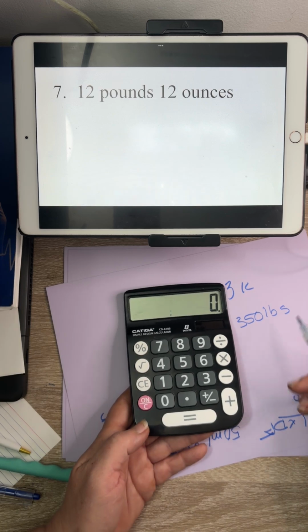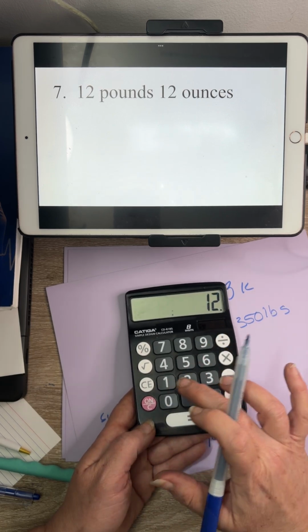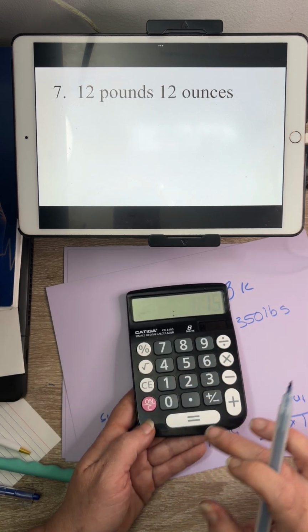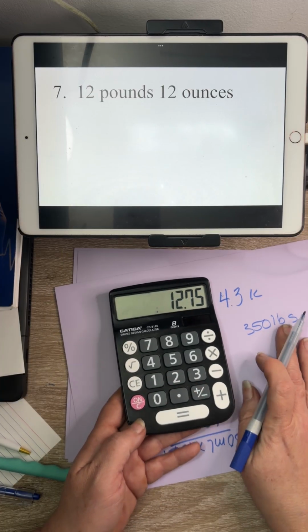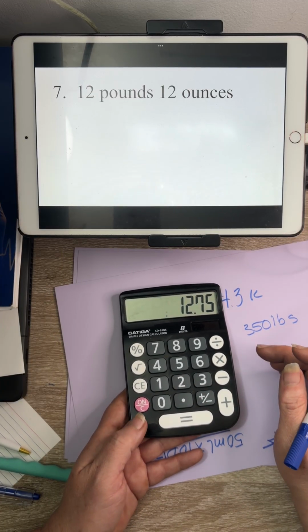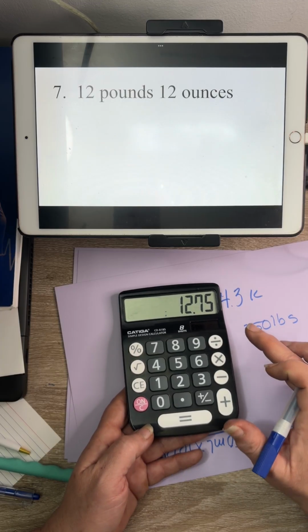I hope that helps you remember to divide. Because I find that a lot of students are like, I don't know where to multiply or divide. And so, practice.